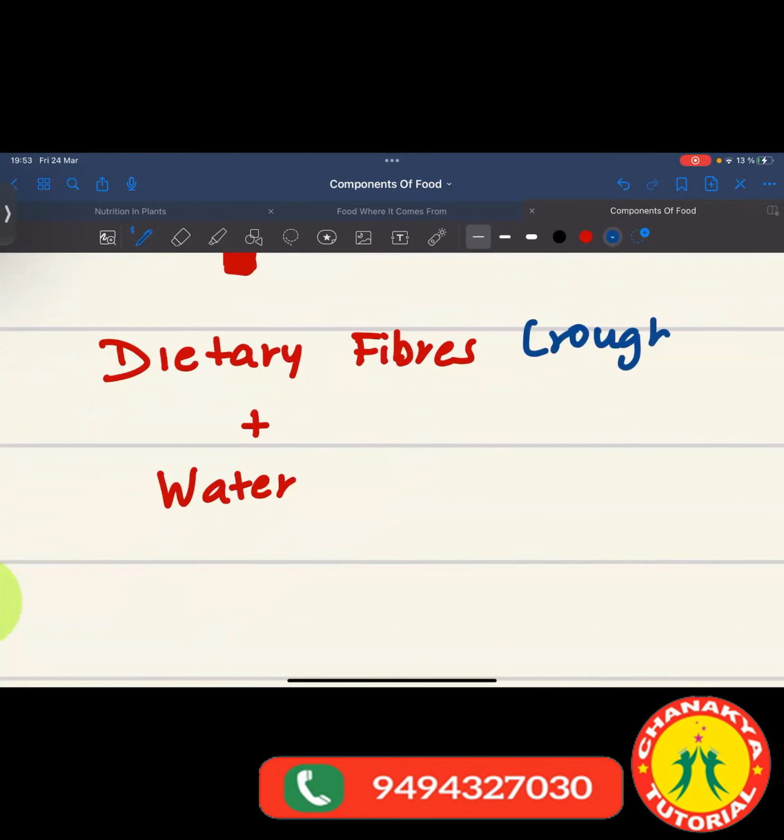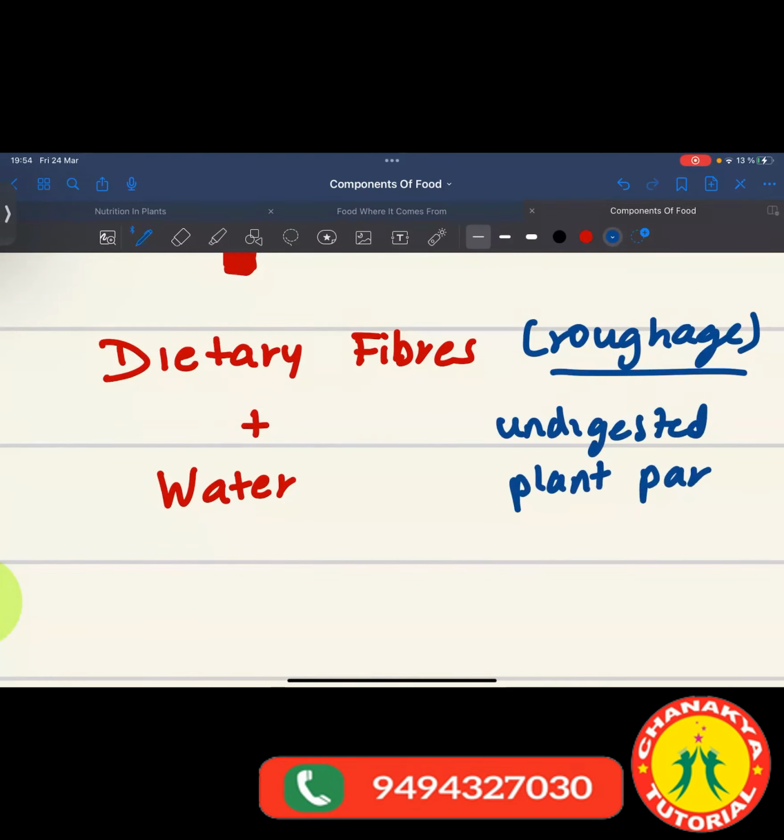Roughage is required for digestion. It's needed for clean digestion. So what is roughage basically? It is nothing but an undigested part of the plant. You know, undigestion occurs in us also. Similarly, plants also make their own food and they're also consuming food. For them also undigestion will occur, but it is benefiting us.